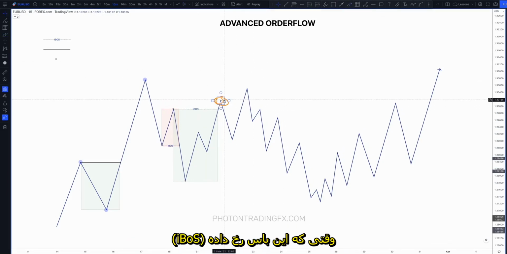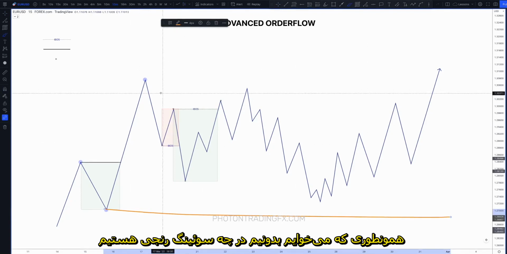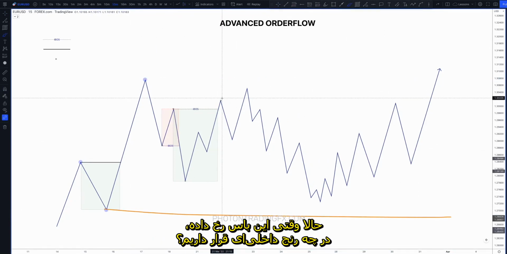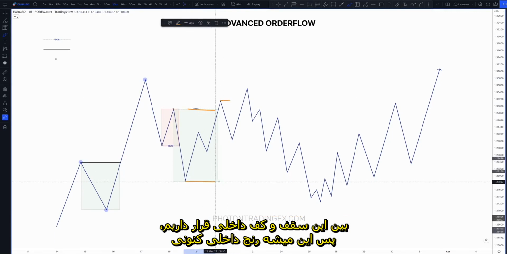When we get that, let me get rid of this orange line. When we get that IBOS, right? Just like the same way we wanted to know what swing range we're within, we are within that swing range. When we get this IBOS now, what's the internal range we're within? That high, and we know that this is the internal low. So that's your active internal range.